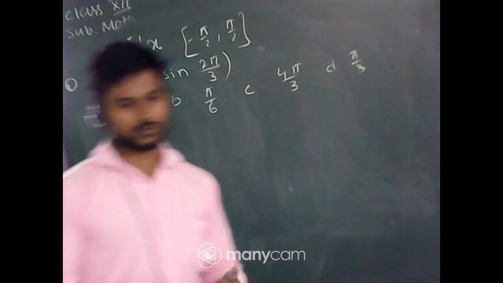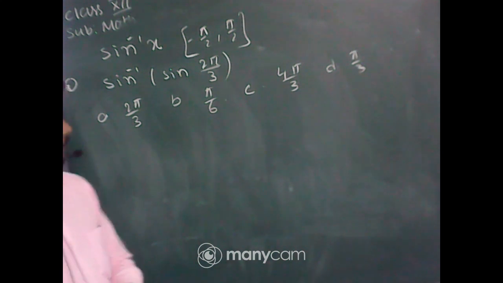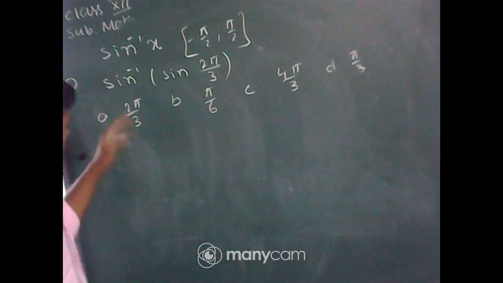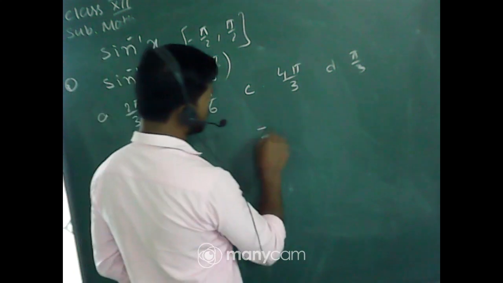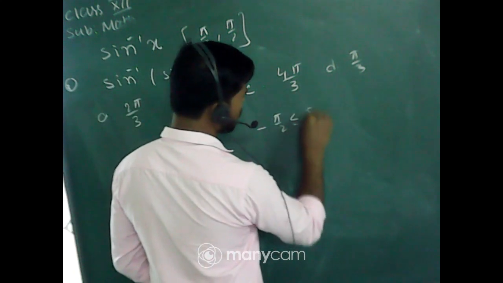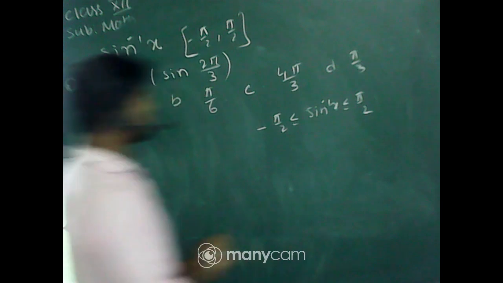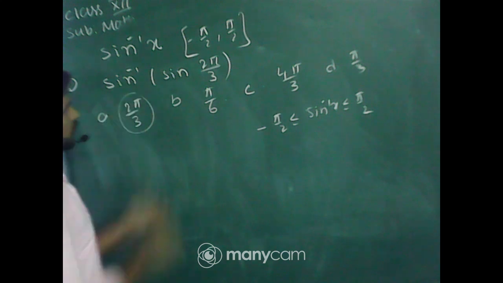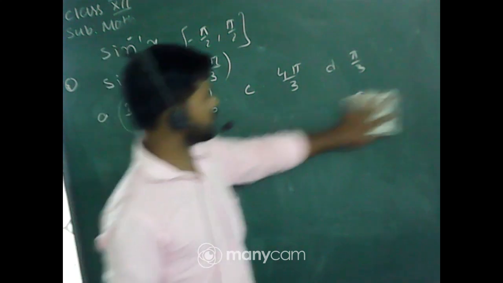Anyone like to oppose his answer? Pi by 3. Very good. The answer will be pi by 3. Vasudev, why not 2 pi by 3? Because the value of sine inverse x lies between minus pi by 2 and plus pi by 2, that is from minus 90 to plus 90 degrees. This value is not lying between them, so that will not be the correct value. The correct value will be pi by 3. Very good.